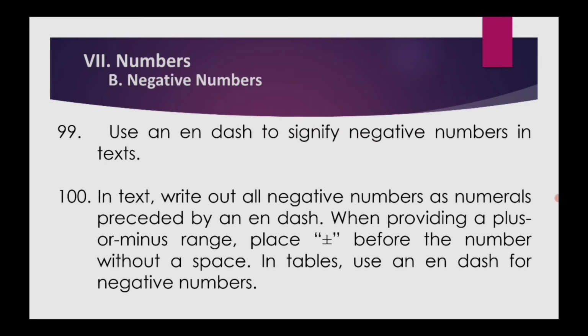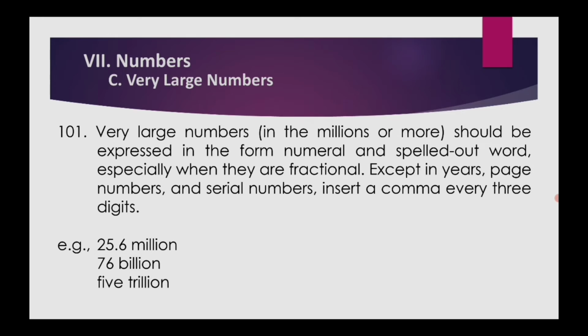Negative numbers. Use an en dash to signify negative numbers in texts. In text, write out all negative numbers as numerals preceded by an en dash. When providing a plus or minus range, place the symbol plus or minus before the number without a space. In tables, use an en dash for negative numbers. Very large numbers. Very large numbers in the millions or more should be expressed in the form of a numeral and a spelled-out word, especially when they are fractional, except in years, page numbers, and serial numbers. Insert a comma every 3 digits.